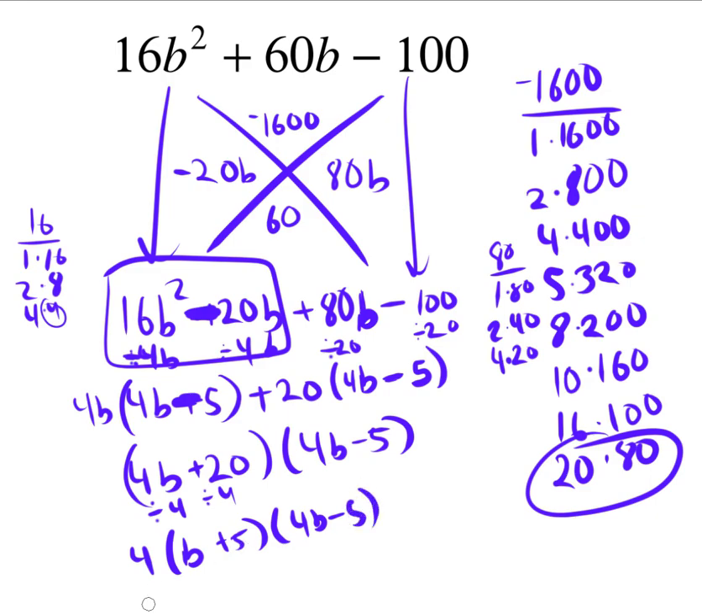And I don't know why I started to come up with an upslant here. And that right there is my final answer. Is my final answer because what I've done is I've actually completely factored everything that I can. At this point, none of these can factor anymore. So I have 4 times b plus 5 times 4b minus 5.